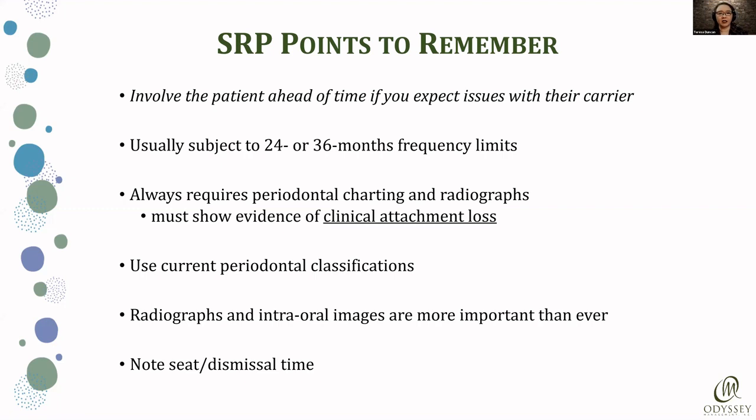We talked about the periodontal classifications. Oh, I skipped this. I'm so sorry. Must show evidence of the clinical attachment loss. And I have seen a real big change from having pocket or clinical attachment level being 4 to 5 millimeters to now we're starting to see 4 to 6 millimeters. And it's just creeping up. It's creeping up. I'm a little concerned with that.